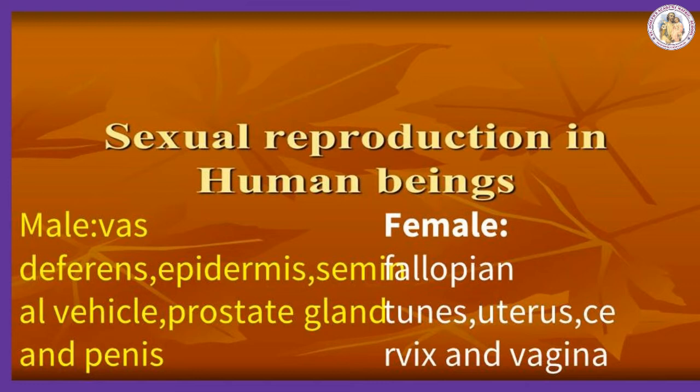The accessory sex organs in male and female. In male, these are the vas deferens, epididymis, seminal vesicle, prostate gland and penis. In female, the fallopian tubes, uterus, cervix and vagina. Secondary sex characteristics include the structures, process of ovulation, fusion of male and female gametes, division of fertilized egg, pregnancy, development of a fetus, childbirth.